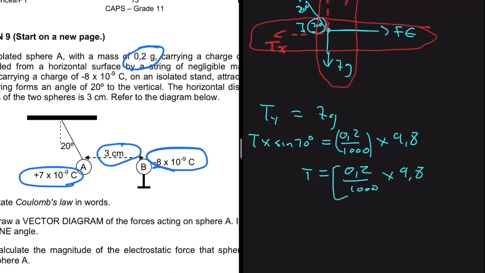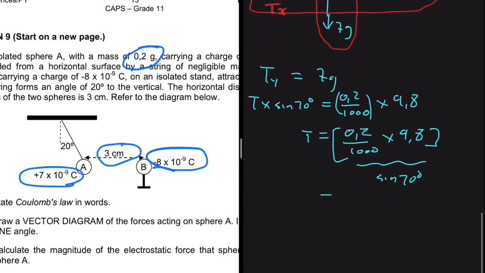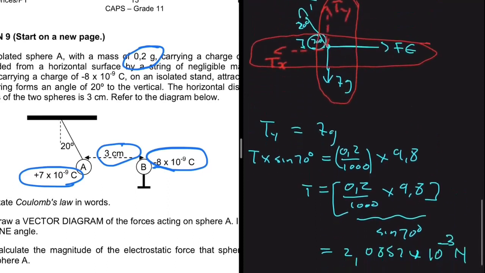So now we can say that the tension is equal to 0.2 divided by 1,000 multiplied by 9.8, and then everything divided by sine of 70 degrees. We're simply dividing both sides by sine of 70 degrees, right? And the tension should be equal to 2.0857 times 10 to the minus 3 newtons, right? So we've used the first way to calculate it.